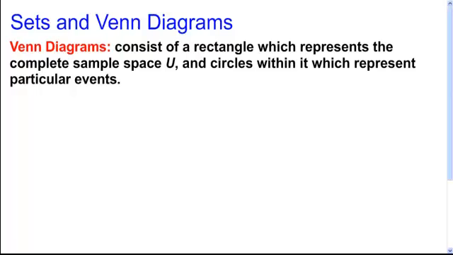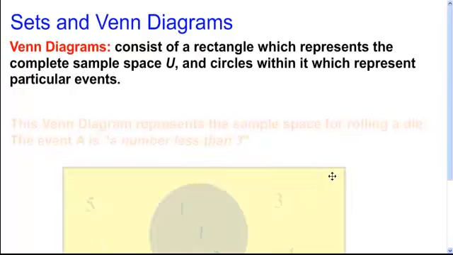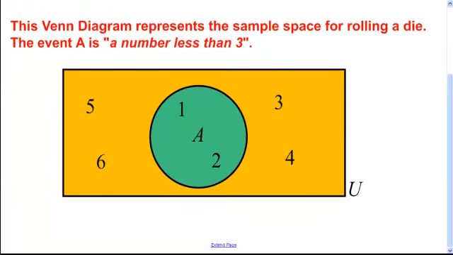So looking at these, they consist of a rectangle, which represents the complete sample space, and then the circles within them talk about the individual events occurring. You should have all seen Venn diagrams in the past. So in this case, we're looking at the sample space of rolling a die. The event A is a number less than 3. So the part that's in the green there is the actual probability that I'm looking for out of my entire sample space. A is inside, therefore the yellow is the complement of A naught.